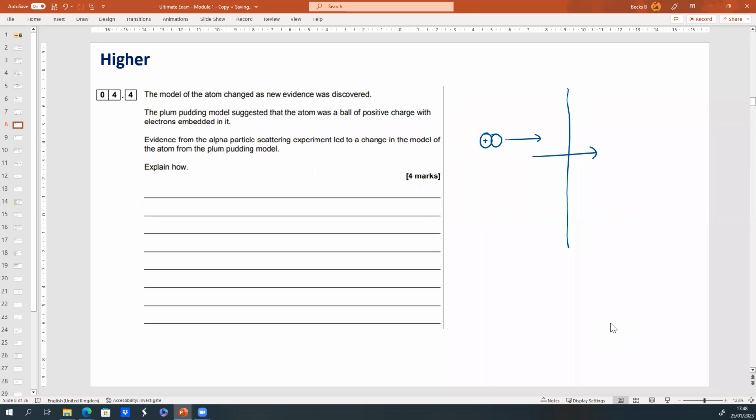Some of them sort of deflected, so some of them went off at a different angle. And then there were very few, but some bounced back. So if they bounce back, we must have known that there was something solid there for it to come straight back. And for some deflection, there must be some other charge. Okay, let's have a look at this.